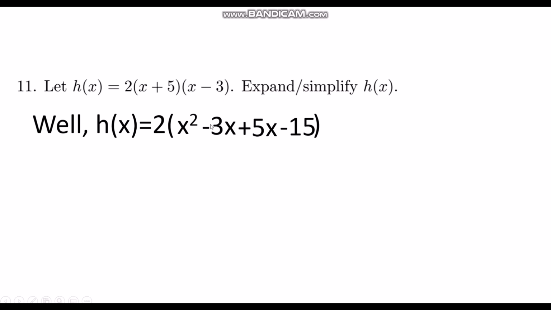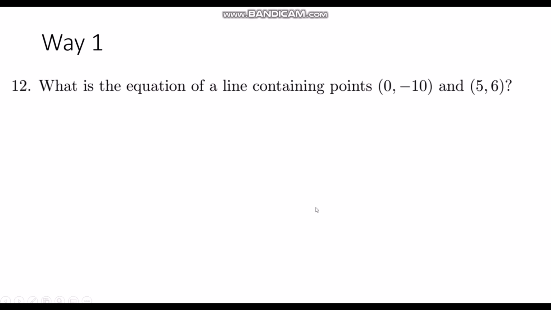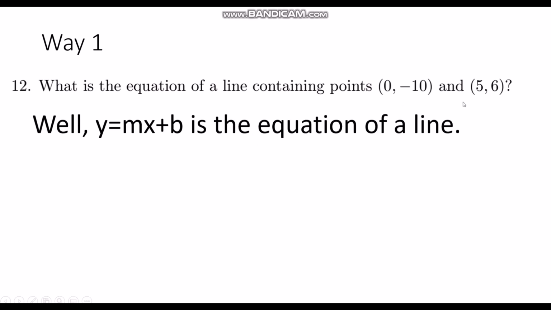And simplifying that, 5x minus 3x, we know that's 2x. So we get this equation here. And then you distribute the 2 through to all these terms. So you get 2x squared plus 4x minus 30. And that's it simplified. What is the equation of a line containing these points right here?